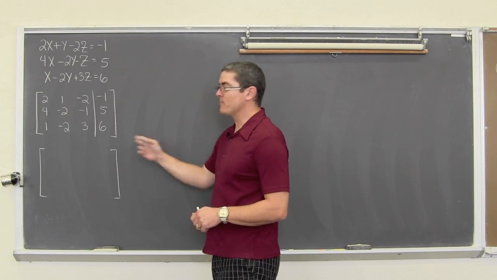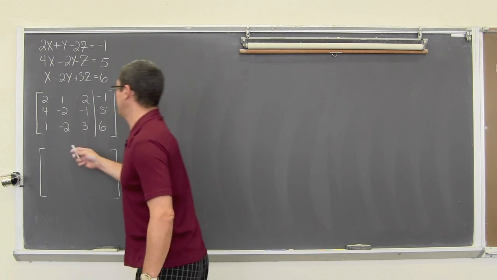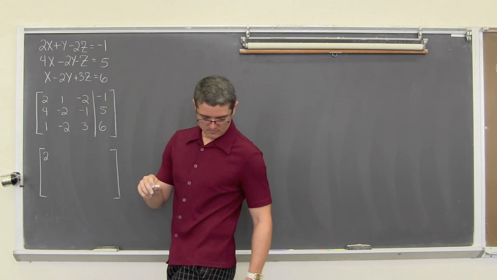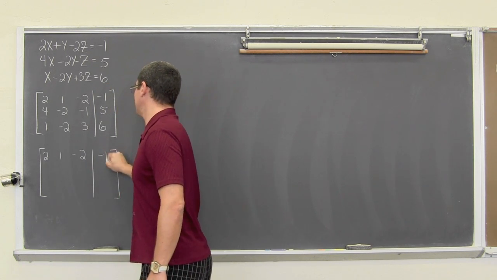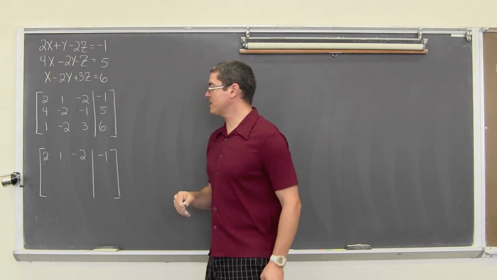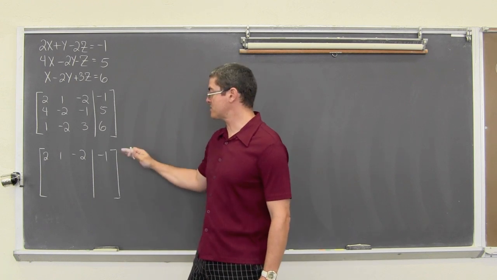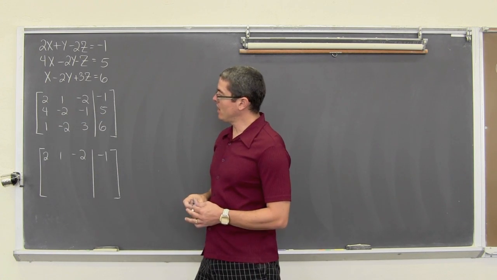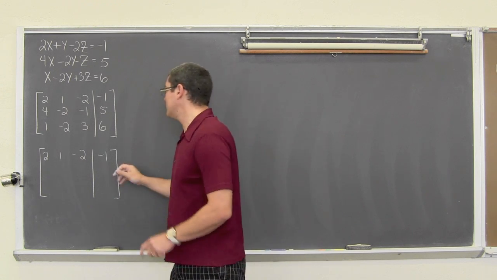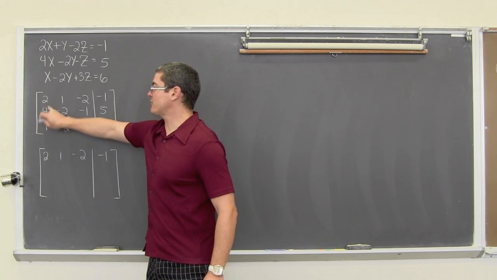I want to keep row 1 the same. So we're going to do 2, 1, -2, and -1. Now I want to do some kind of multiplication with the first and second row to get this value to equal 0.